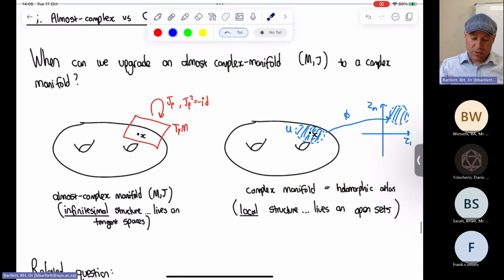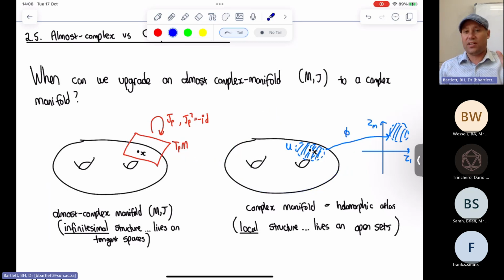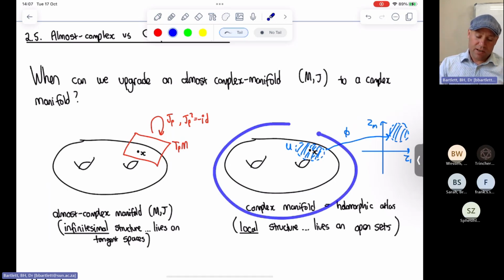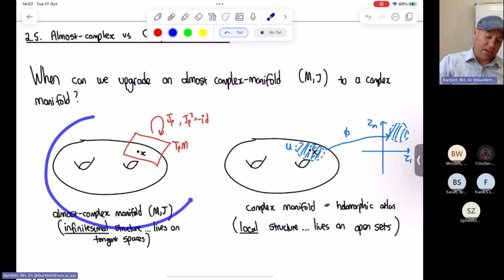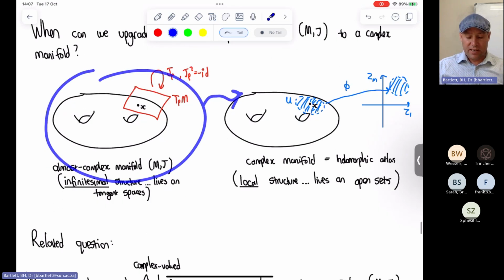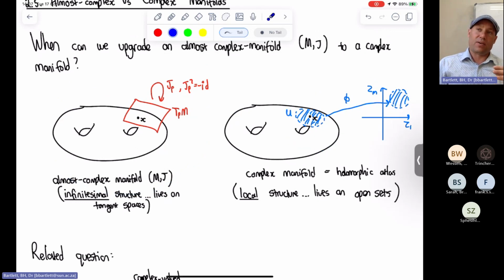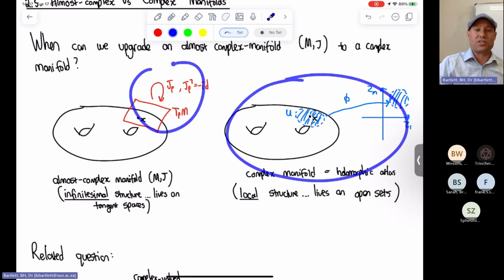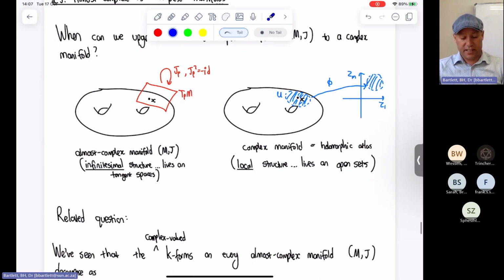So the question is, we know that given one of these, you definitely get one of these, because each z can be written as x plus iy, and you can just send del x to del y and del y to minus del x. So that gives you an almost complex structure associated to every complex manifold. The converse is what we're asking. We want to know, given one of these guys, when can I upgrade it to one of these guys? In other words, when can I actually find a holomorphic atlas in such a way that the underlying almost complex structure of the holomorphic atlas is my original one that I started with?